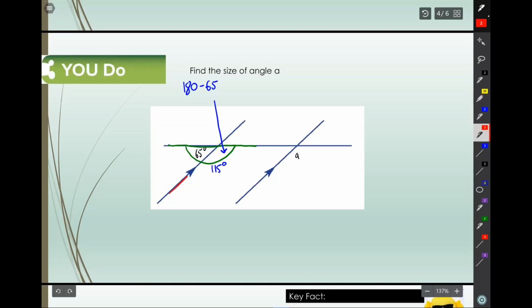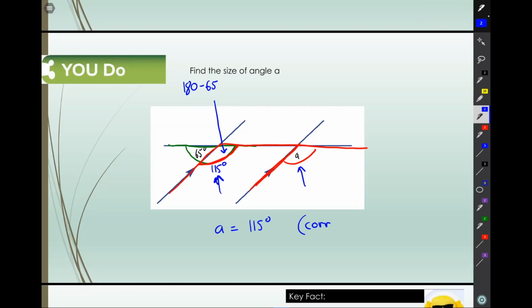Now, if we bring out our F pattern again, we can realize that this angle here and this angle here are exactly equal. So we can just write down A equals 115 degrees. We don't need to do any maths to that particular angle.